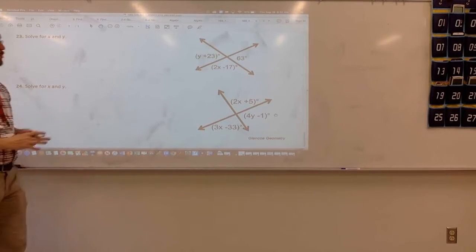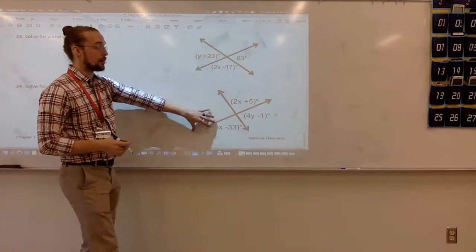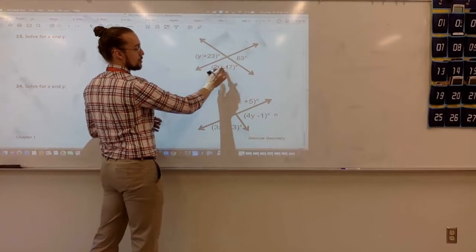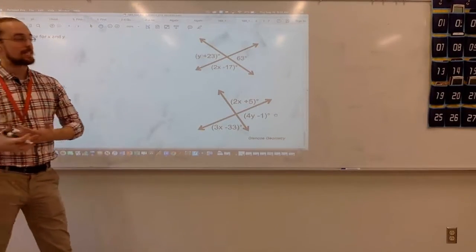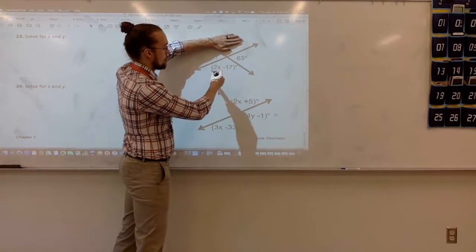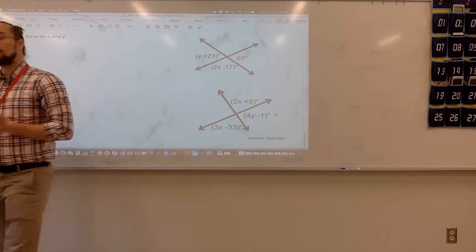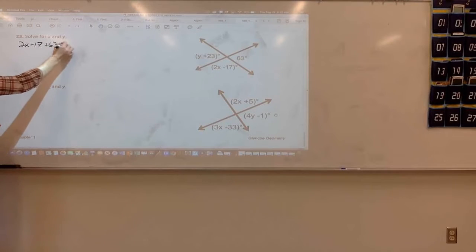So on this one, it doesn't matter if I solve for x or y first. It will matter on this one, but on this one it doesn't matter. So if I solve for x first, I'm going to look at the relationship between 2x minus 17 and 63. So I can cover up this top part of the diagram, right? I'm just looking down here, and I can see that these two angles together are a linear pair. So my setup would be 2x minus 17 plus 63 equals 180.